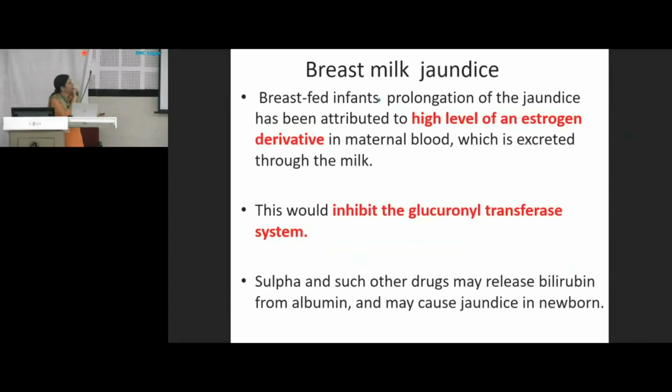Now the breast milk jaundice. If the jaundice is prolonged, this may be because of high levels of estrogen derivatives in the maternal blood, which will be excreted through the milk. This will also inhibit the glucuronyl transferase system. Also, sulfa drugs and aspirin, which release the bilirubin from the high binding site of the albumin, should be avoided in such type of babies. So, sulfa drugs and aspirin should be avoided in the babies. So, it may cause jaundice in the newborn.